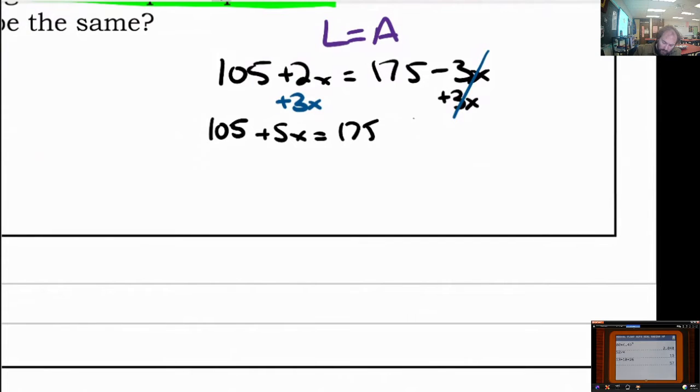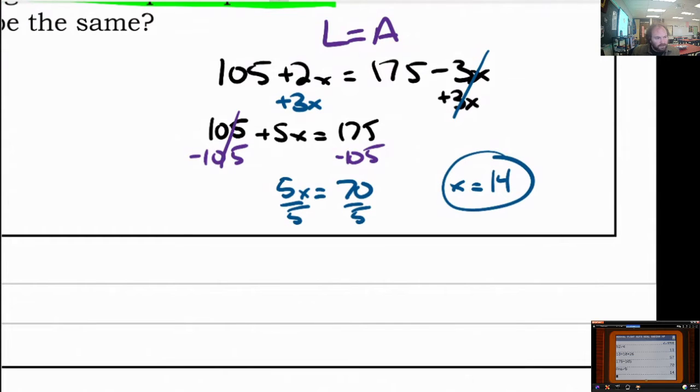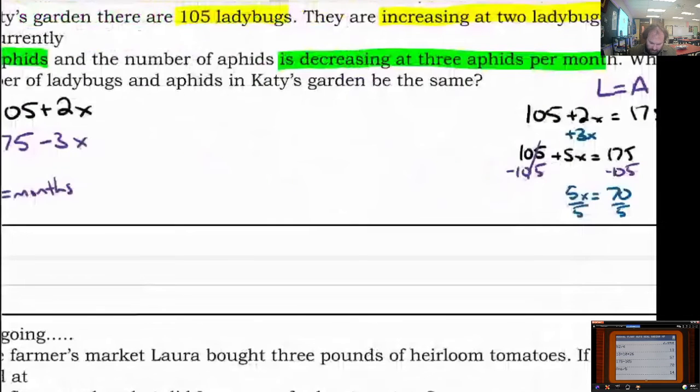Now we'll subtract the 105 from both sides. It cancels out over there. You get 5x equals 70. 175 minus 105 is 70. There you go. And now divide by 5 to get the answer. 70 divided by 5 is going to be 14, and I suppose that is the answer. 14 months is what it takes for them to be the same. That's it. 14 months.